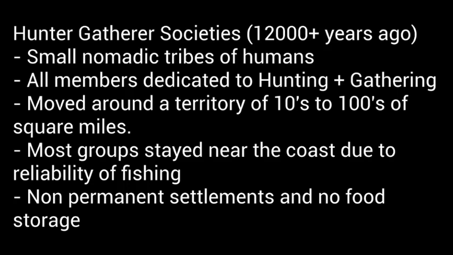Before the Neolithic Revolution, humans lived in hunter-gatherer societies over 12,000 years ago. These were small nomadic tribes of humans, with all members dedicated to hunting and gathering. They moved around a territory of tens to hundreds of square miles so that they could have food all of the seasons. Most of the groups stayed near the coast due to the reliability of fishing for aquatic life. Non-permanent settlements were common, and there was no food storage whatsoever. They took what they could carry.